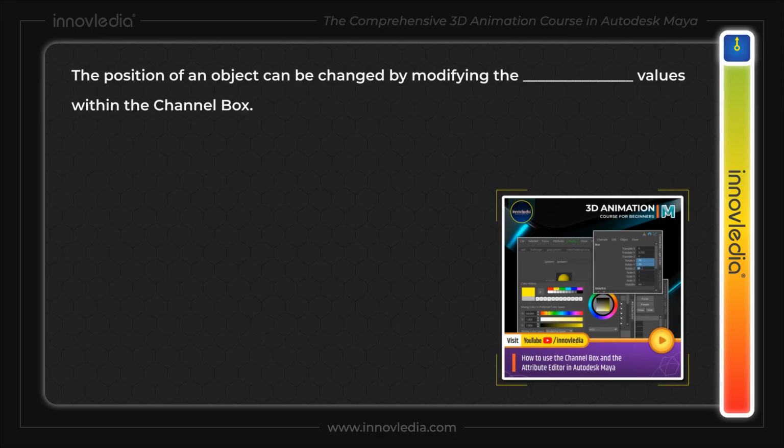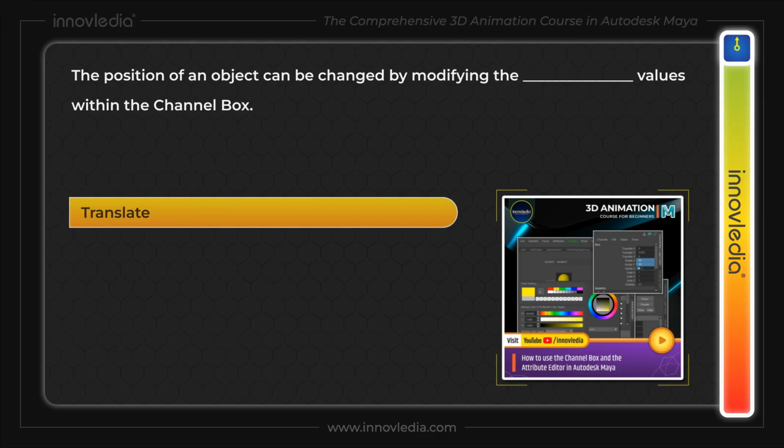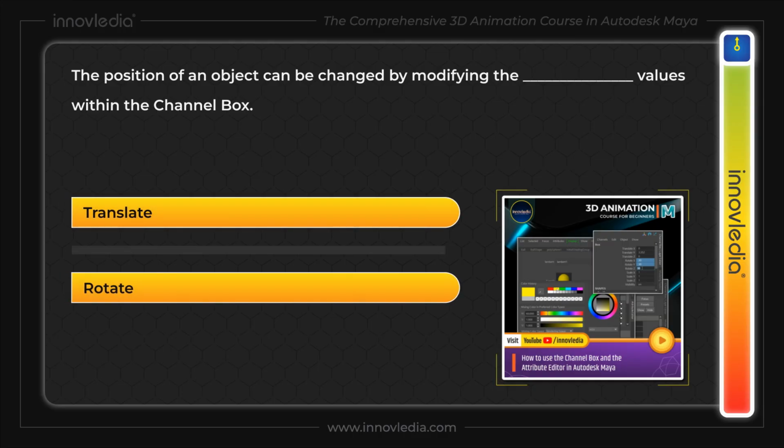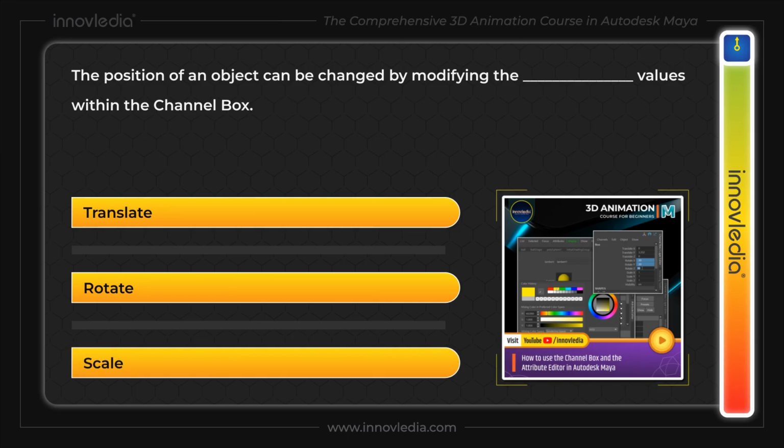The position of an object can be changed by modifying the dash values within the channel box. The options are translate, rotate, scale. Your time starts now. And the correct answer is translate.